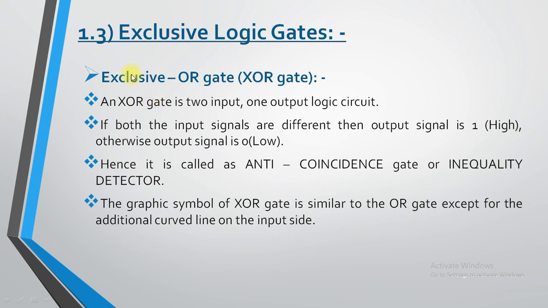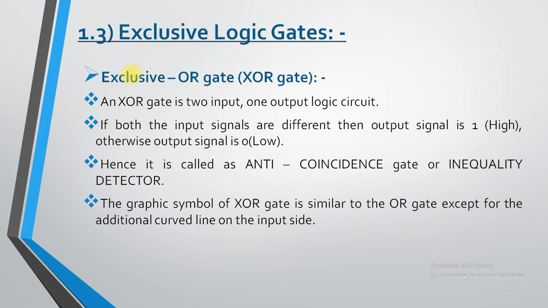The third type of gate is called exclusive gate. Exclusive gate means XOR and XNOR. Now XOR means exclusive OR, XNOR means exclusive NOT OR. That is the full form, right? Now like OR gate, the XOR gate has two input variables and one output variable. It is also known as anti-coincidence gate or inequality detector gate.